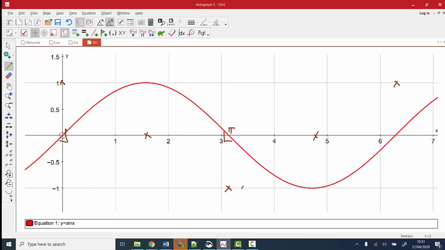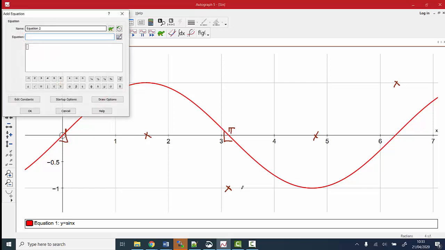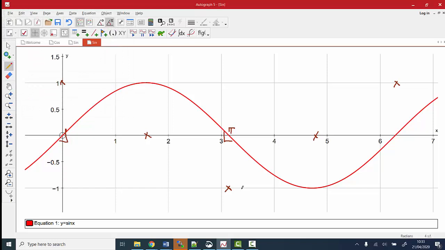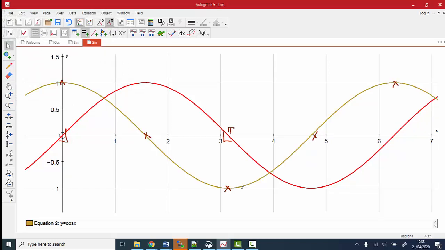Now I could carry on doing that, and it looks like these things might be forming some sort of pattern, and in fact they are, because if I plot y equals the gradient of y equals sine x, it gives us the graph of y equals cos x, and then we can repeat this.